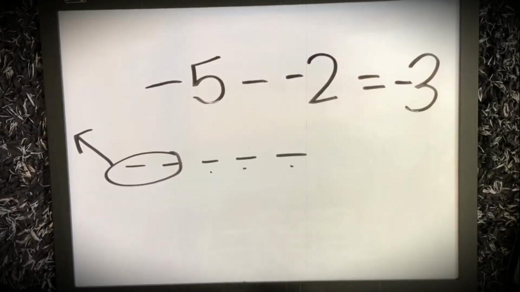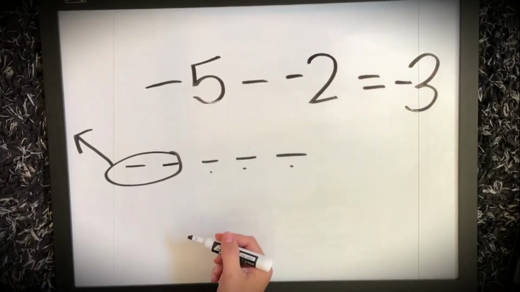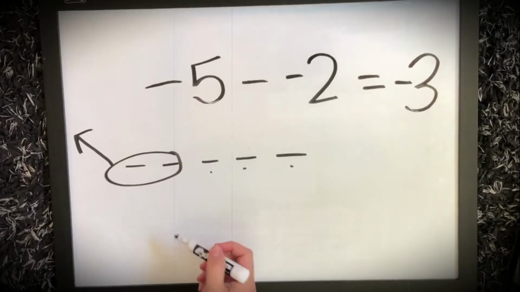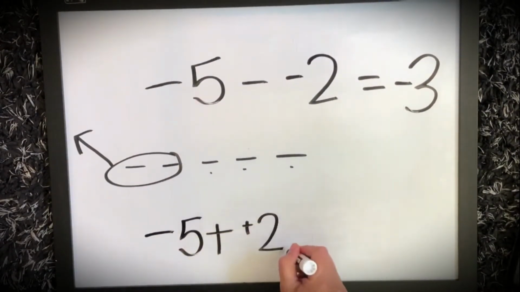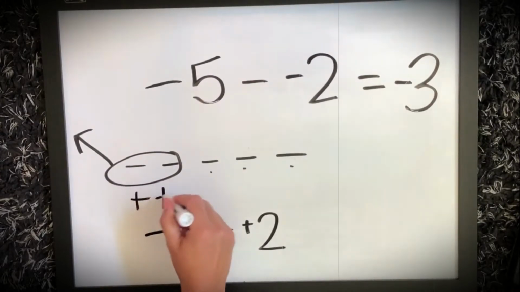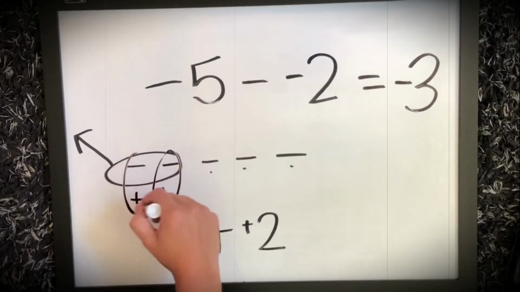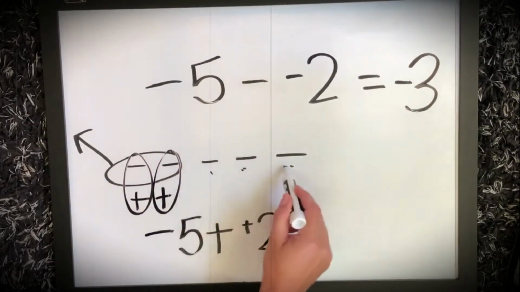There is another problem that gives us the same solution. Miles still starts with -5 or 5 bad guys, but if we add 2 good guys to his group, and now they are battling, the result of the battle would also be -3.